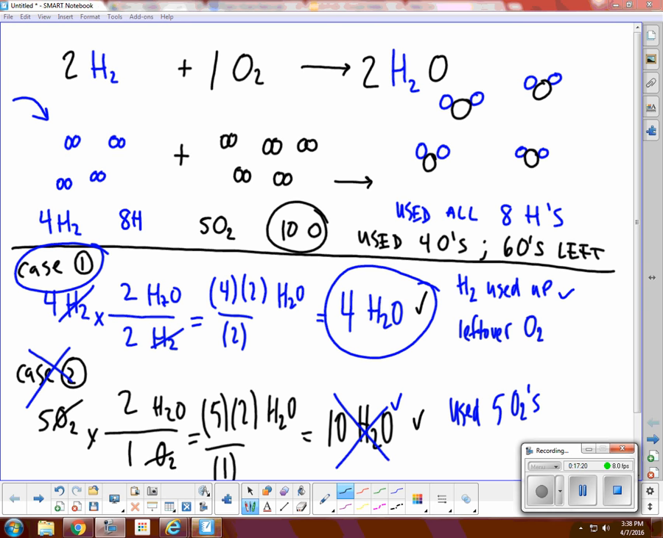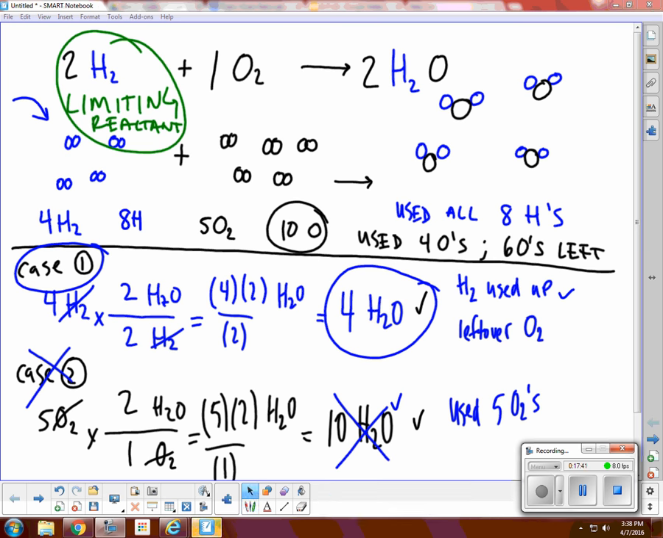What that means in the long term, or the important thing here, is that all of the hydrogens were used up. That means it's called the limiting reactant. So hydrogen is our limiting reactant. Whereas we have extra oxygen. So that means that oxygen is our excess reactant.